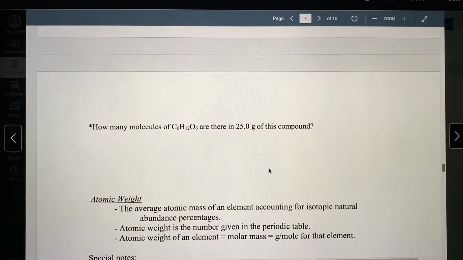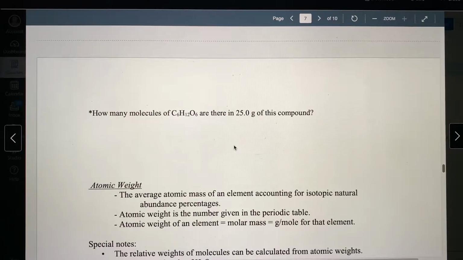The next step is converting grams to moles as well. In this case, it asks how many molecules of C6H12O6. If you want to convert to molecules, you first have to convert to moles. So you first need the molar mass of C6H12O6. You take 6 carbons, and each carbon is 12.01, so 6 times 12.01, plus 12 hydrogens at 1.01 each, and then 6 oxygens at 16 each. You add them all up, and it should come out to 180.18 or 180.2. That's called the molar mass of C6H12O6.